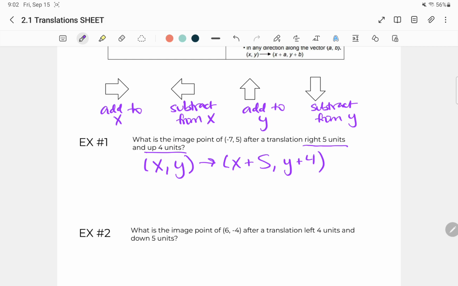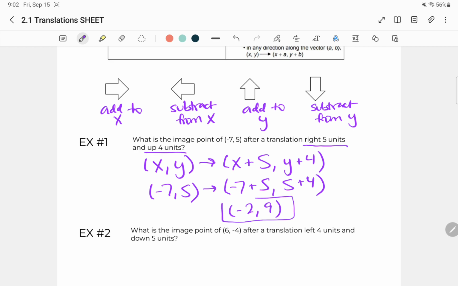Now it says the point is negative 7, 5. So let's go ahead and plug in. So negative 7, comma 5 is the ordered pair. And I'm going to now plug in negative 7 for x here and 5 for y. So now I can just simply add. So negative 7 plus 5 gives me negative 2. And 5 plus 4 gives me 9. So I'm done. So my translation lands me at negative 2, comma 9.